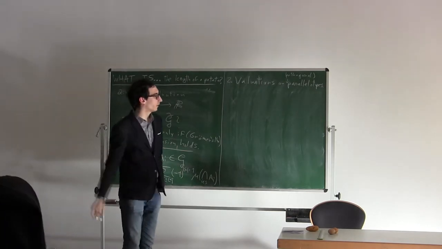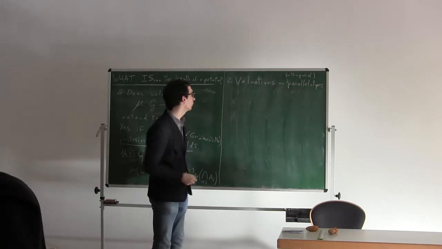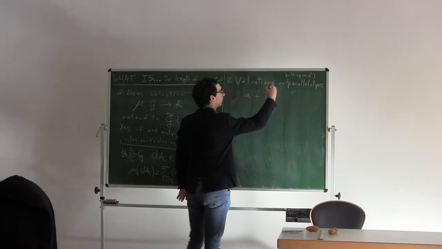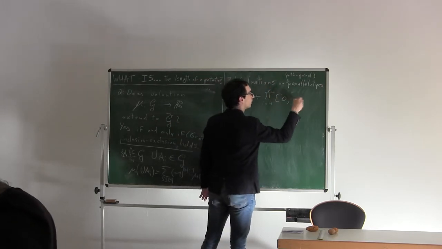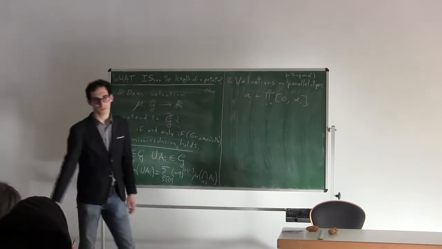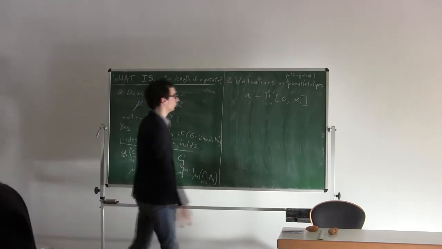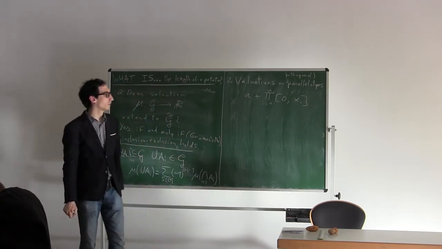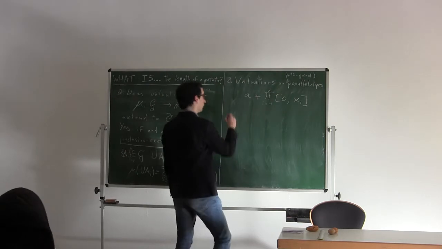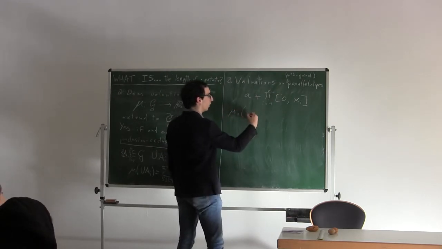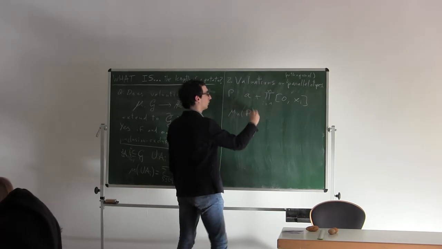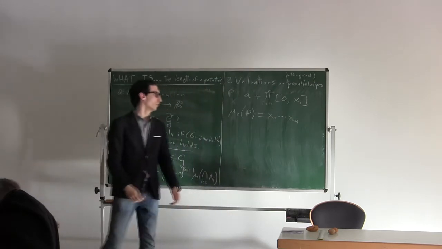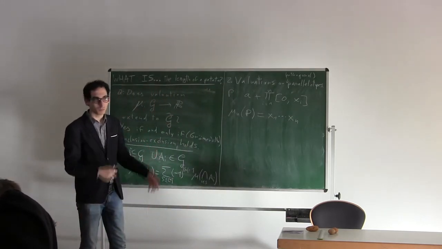So we have a parallelotope. For whoever doesn't know what it is, this is something of the form a plus an intersection of M. So it's something like this, essentially a box that you move around. And here one can have the usual definition. You can have the measure of this box that will just be taking the product of all these lengths. So this is the usual volume of the box.